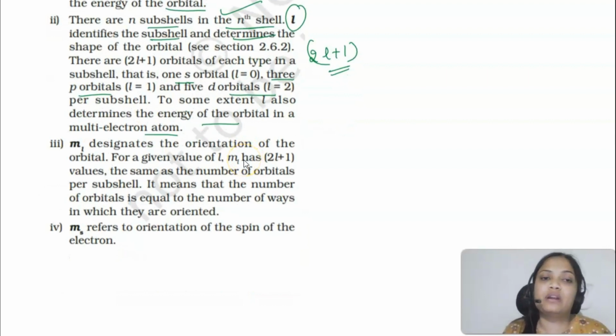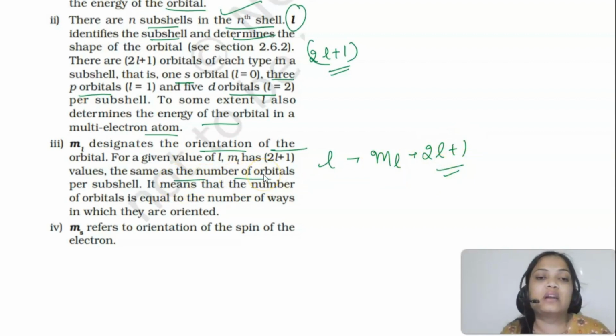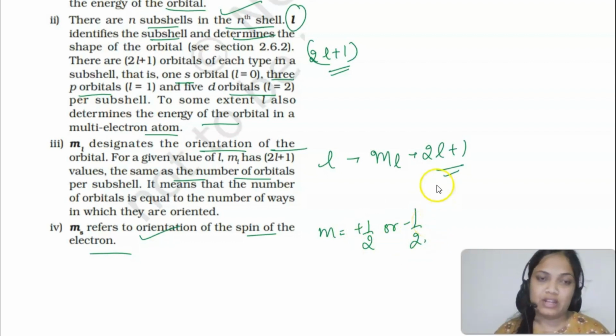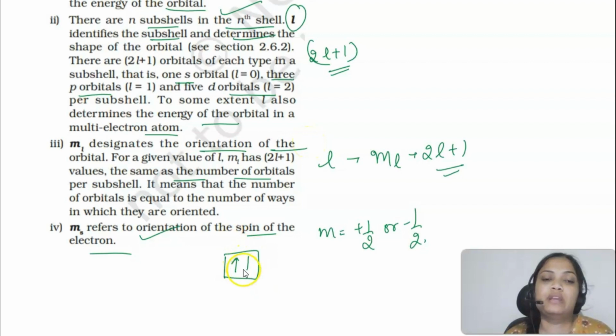Then ML, magnetic quantum number, tells us the orientation of the orbitals. For a given value of L, we have 2L plus 1 ML values, okay, which is actually the same as the number of orbitals present in a subshell. Okay, and ms is the spin quantum number, which refers to the orientation of the spin of the electron. It can have two values, plus half or minus half. Okay, means either a clockwise or an anti-clockwise spin. And for any orbital, there can be a maximum of 2 electrons, and those 2 electrons cannot have the same spin. Okay, so they must have opposite spins.